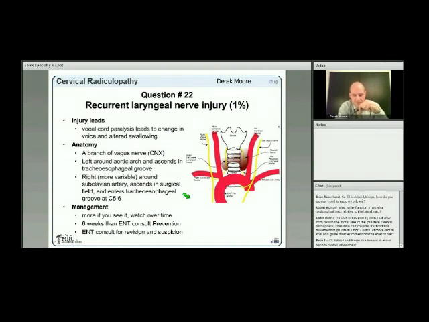So in terms of management, if you have an acute recurrent laryngeal nerve injury, you just want to watch it for 6 weeks. If it doesn't get better, then you want to send them to ENT. More importantly, in this question is the issue if a patient has a prior recurrent laryngeal nerve injury documented by laryngoscopy and you need to do an anterior procedure. The question is, do you go on the same side where they have a pre-existing injury, or do you go to the contralateral side?